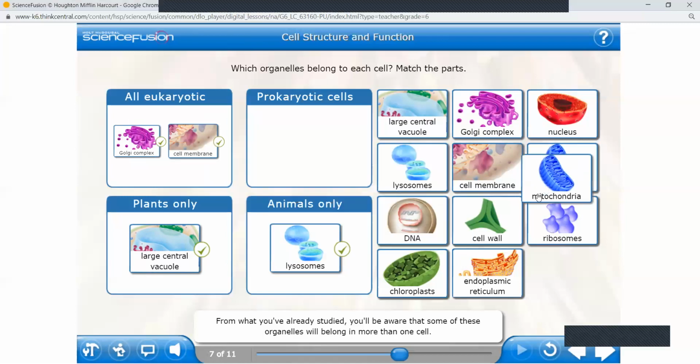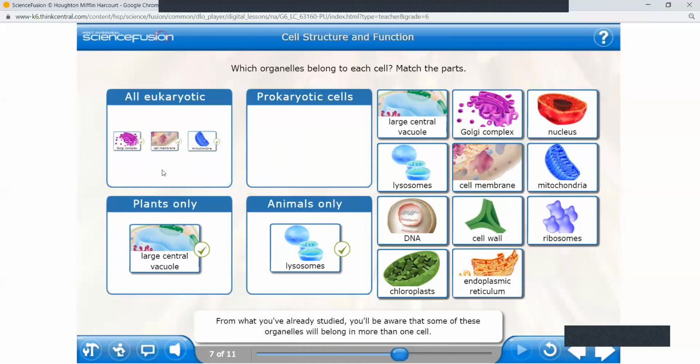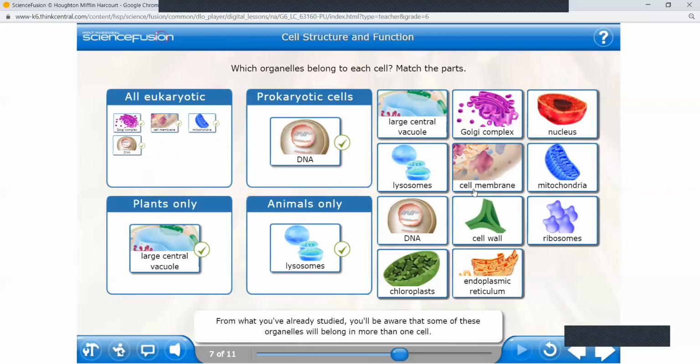Now, mitochondria? It's in all. Excellent. Mitochondria is in all. DNA? Again, it is in all. DNA is in cytoplasm, and even DNA is there in nucleus. Correct? Yeah. Cell wall. Malak, cell wall. This is in all eukaryotic, right? All? No. Cell wall is only in plants. Remember these two green ones are only in plants.